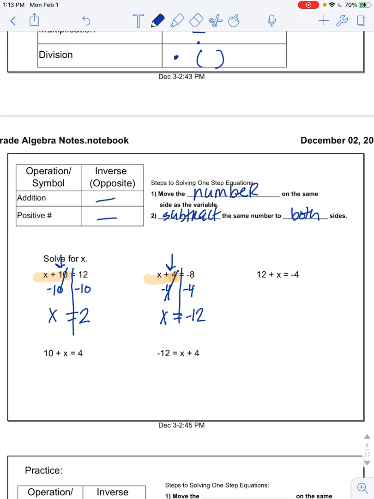Okay, notice that both of these problems said addition, and in order to solve them, we used subtraction. 12 plus x equals negative 4. Locating the side with the variable, locating the number without the variable. So essentially this is a positive 12, and we said that in order to move a positive number, we need to subtract 12 from each side. So we end up with x equals negative 16.